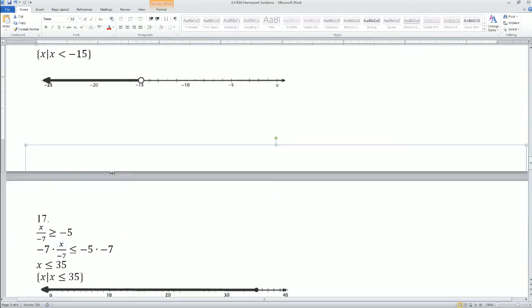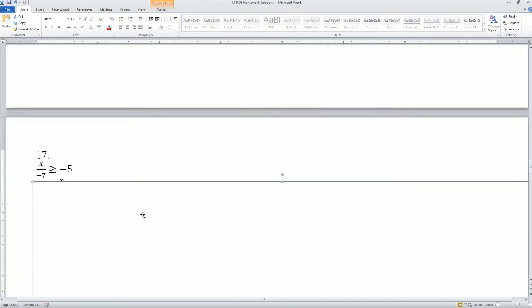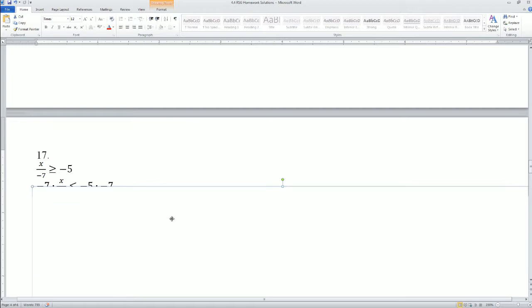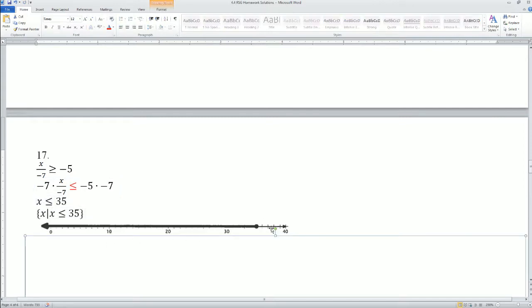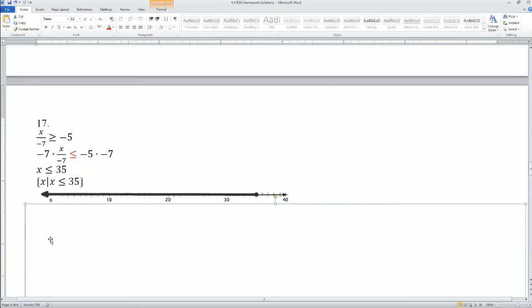Okay. Alright, 17. x over negative 7 is greater than or equal to negative 5. Multiply by negative 7 to both sides. In that process, you flip the inequality. So x is less than or equal to 35. So that's 35. Goes all the way to the left because x is less than or equal to 35.